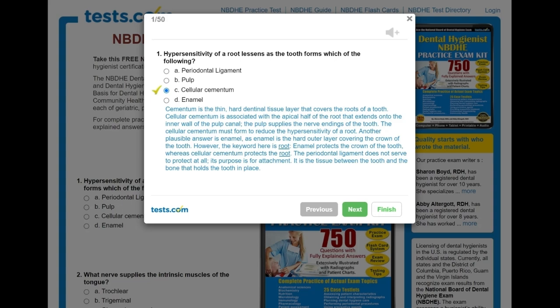Another plausible answer is enamel, as enamel is the hard outer layer covering the crown of the tooth. However, the keyword here is root. Enamel protects the crown of the tooth, whereas cellular cementum protects the root. The periodontal ligament does not serve to protect at all. Its purpose is for attachment. It is the tissue between the tooth and the bone that holds the tooth in place.